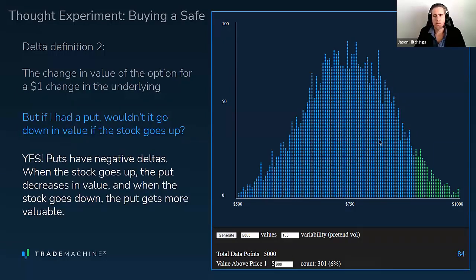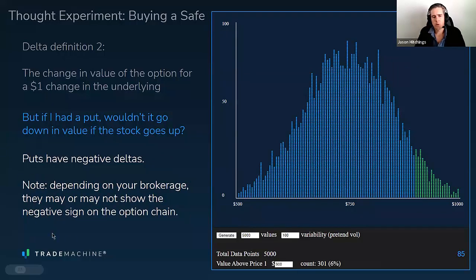And that's exactly right. So call deltas are positive because as the underlying goes up, the value increases. And put deltas are negative because as the value goes up, the right to sell it at a lower price is less valuable. Your brokerage may or may not show negative deltas on the option chain, but behind the scenes, the put deltas are negative, and they probably do. Certainly Thinkorswim does.